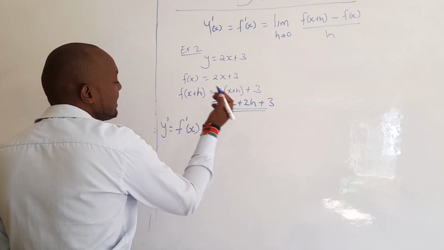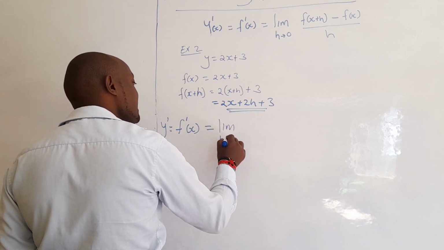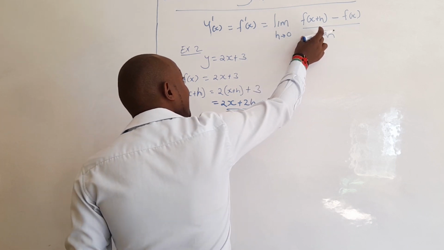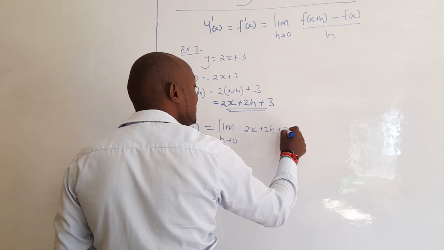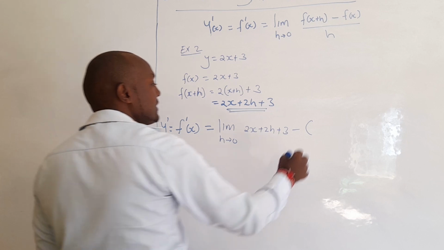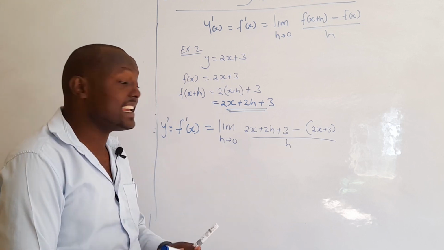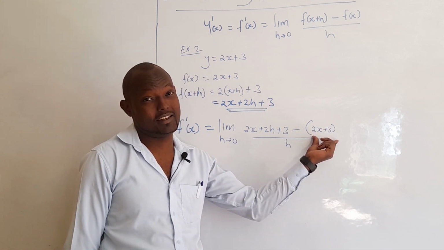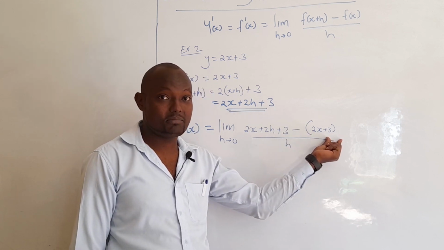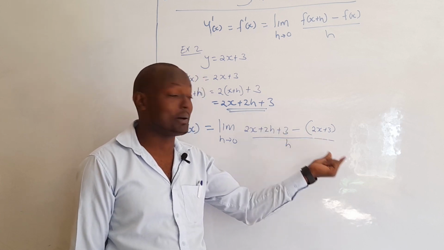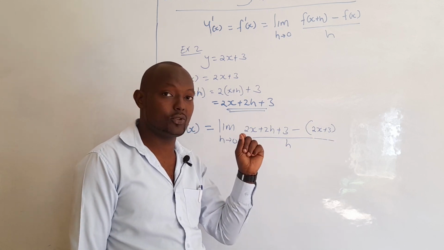Y prime, regardless, your function will be given as the limit as h approaches 0 of f of x plus h, remember we have gotten 2x plus 2h plus 3, minus f of x, which was 2x plus 3, all over h. Remember, I said this bracket is very important because if you don't put this bracket, you might find this is minus 2x plus 3. But if you put this bracket, you realize when you open the bracket, it will be minus 2x minus 3. So that bracket is key to everything.